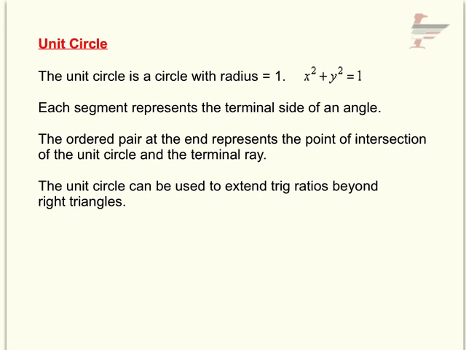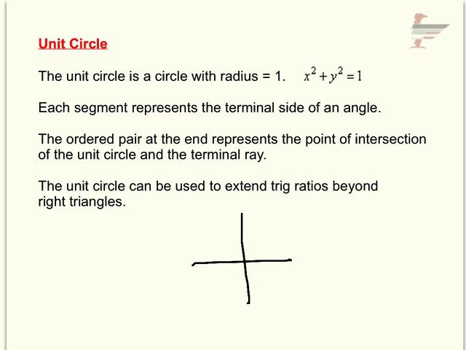You know, it's tedious to draw out triangles all of the time. So first you need to know a couple things about the unit circle. The unit circle is a circle with a radius of 1. It comes from this equation of a circle, and I don't know if you remember, and you won't have to know that, but that's the equation of a circle with a radius of 1. Each segment represents the terminal side of an angle.